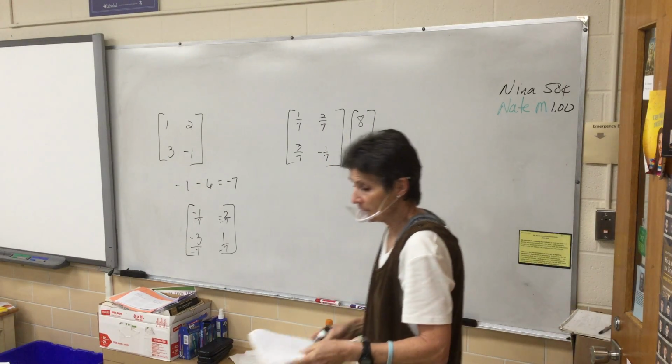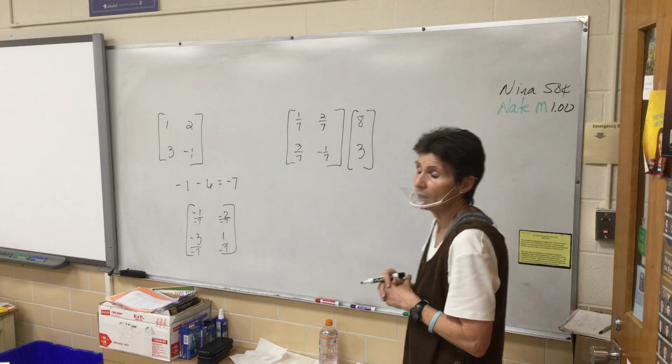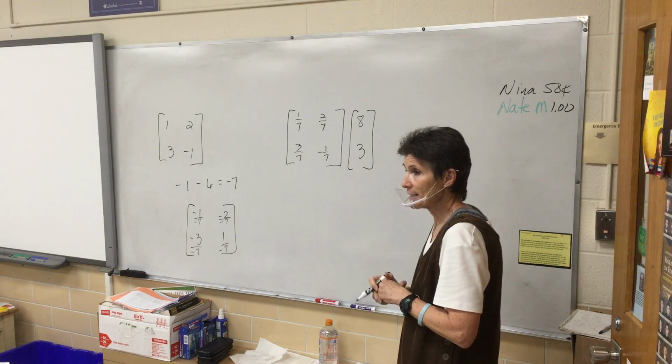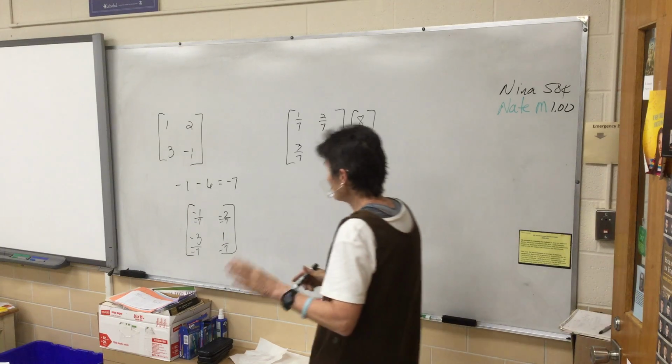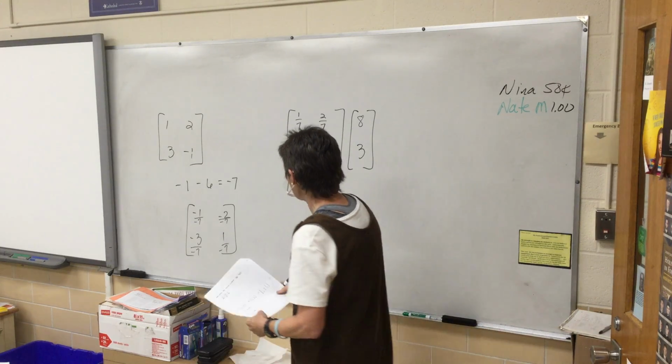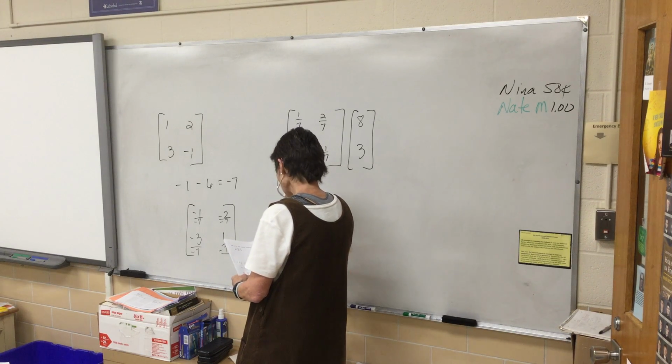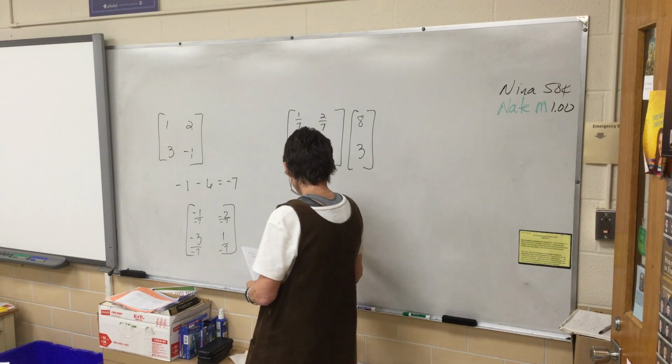If I multiply the inverse of the coefficients times the constants, I'll get my answer. Now, I know we went through this a little bit the other day. I just want to make sure you understand why this is working. You don't have to write this down. Just pay attention for a minute.